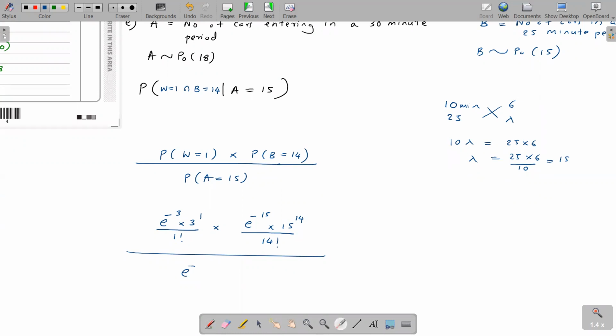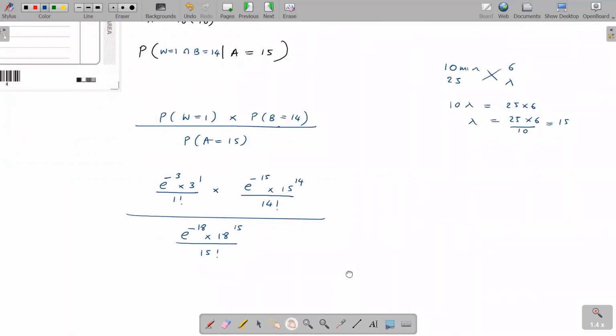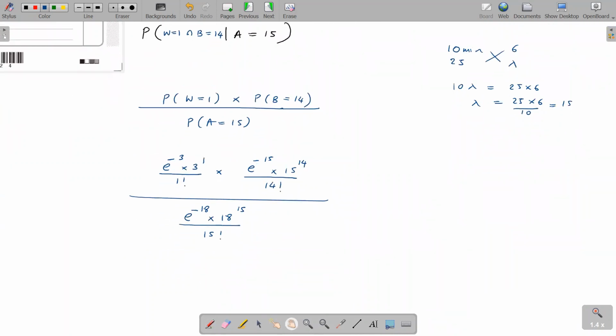For A, what's the lambda value? For A, the lambda value is 8. e to the power minus lambda, lambda to the power x is 15 over x factorial. Can you see? Okay, so it's a matter of typing the entire thing.